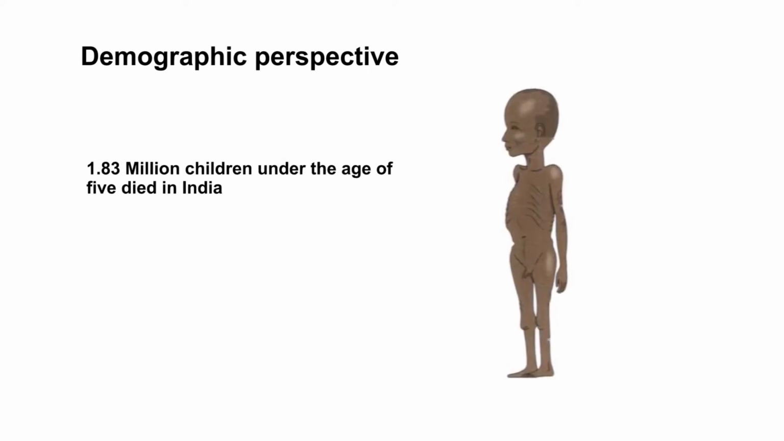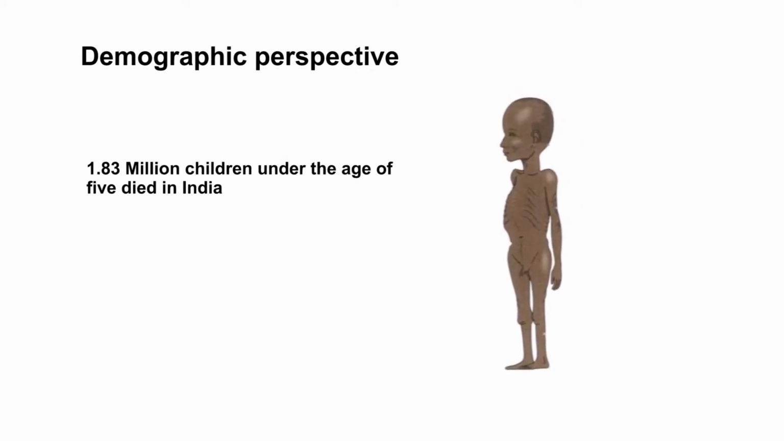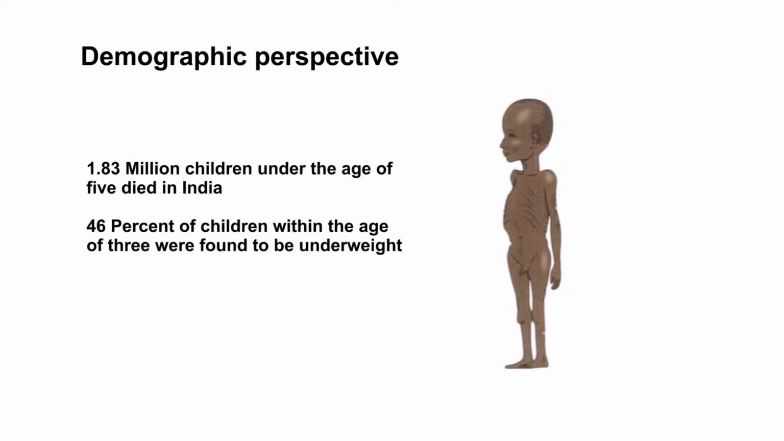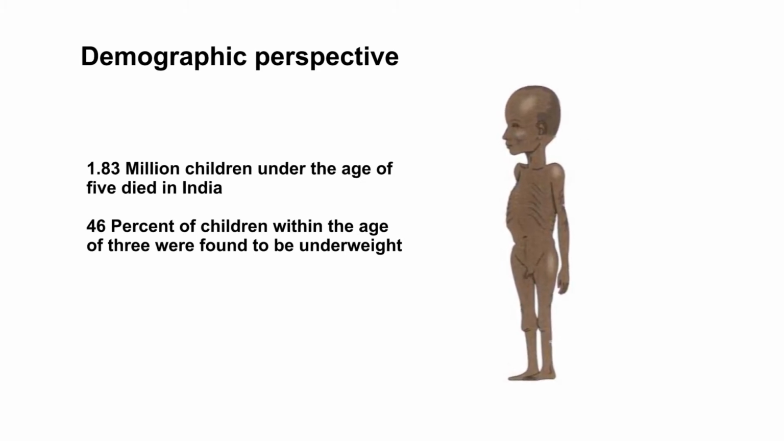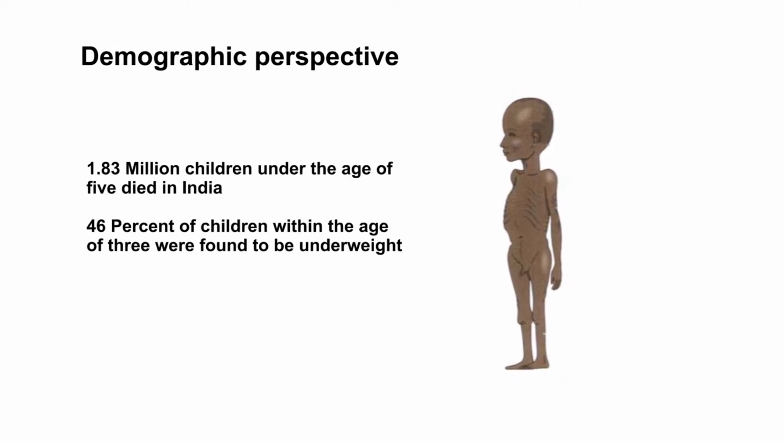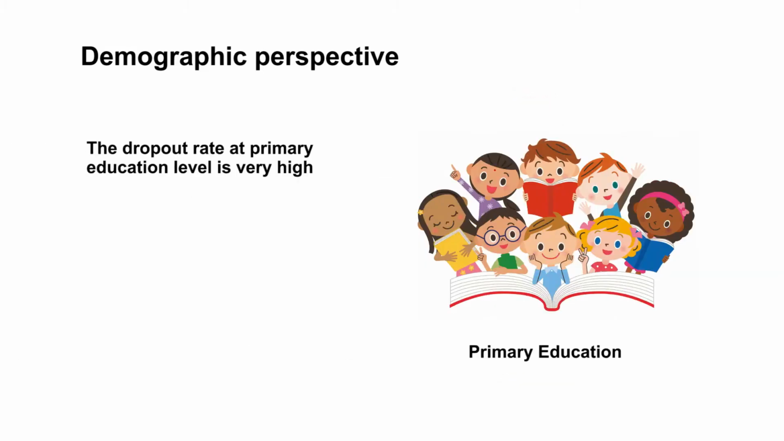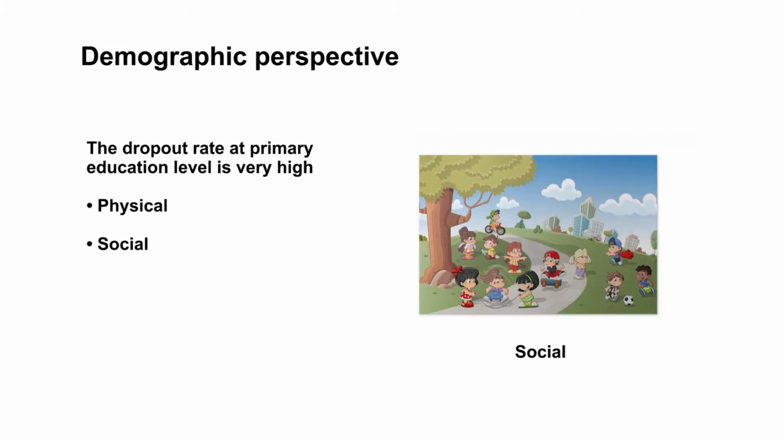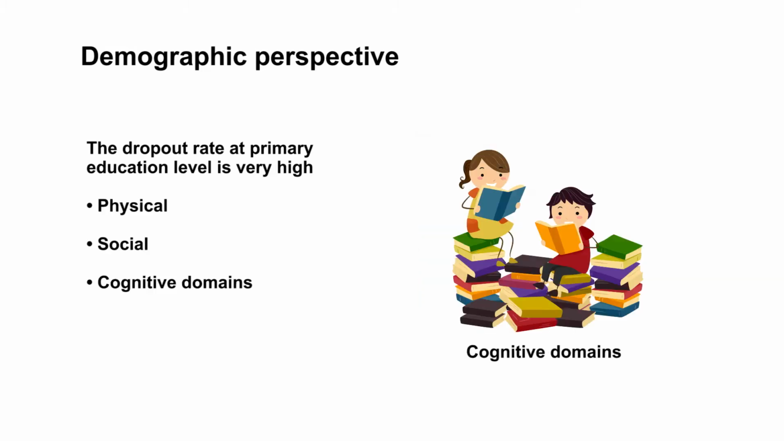1.83 million children under the age of 5 died in India, and 46% of them within the age of 3 were found to be underweight, which really has to be focused on by the government. The dropout rate at primary education level is very high due to the reason that no strong foundations on physical, social and cognitive domains had been laid in their early years.